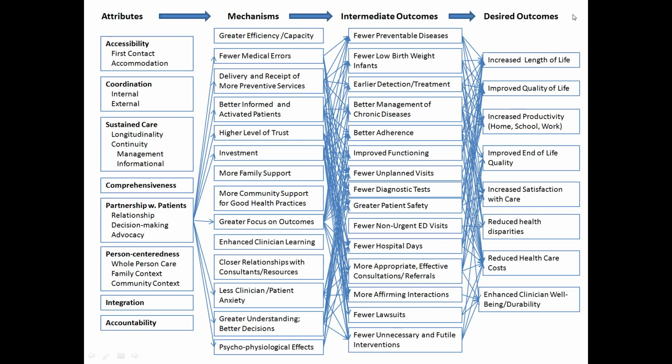Much of the research that's done in primary care these days, and much of the research that needs to be done in primary care, has to do with practice redesign. How do we do a better job of delivering these attributes, functions, or processes so that we can get better outcomes?